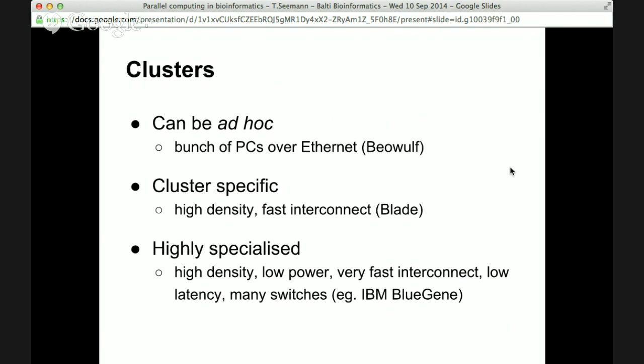I'll just cover clusters first. Clusters first started 20 years ago or so, where people would just connect PCs over Ethernet, and that is fundamentally what clusters still are today. But obviously, vendors have optimized these and made them very high density, so you can fit lots of them together and have fast interconnects, and these blade systems you hear of are what's going on there. And then there are very specialized computers. The IBM Blue Gene is an example of that. Very high density, which means lots of CPUs and RAM in a very small amount of space. Low power, which also means low heat, so it's cheap to run on electricity. And very fast, multi-dimensional interconnections with low latency.